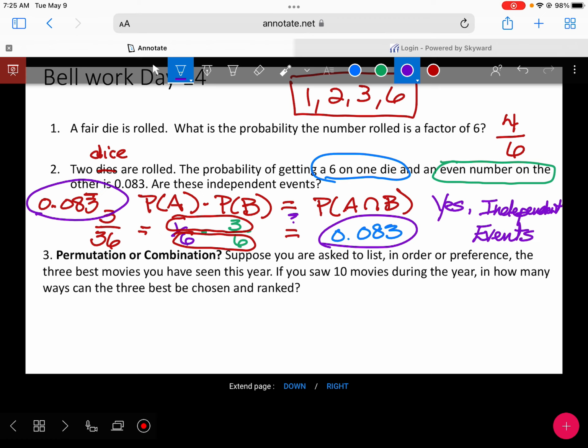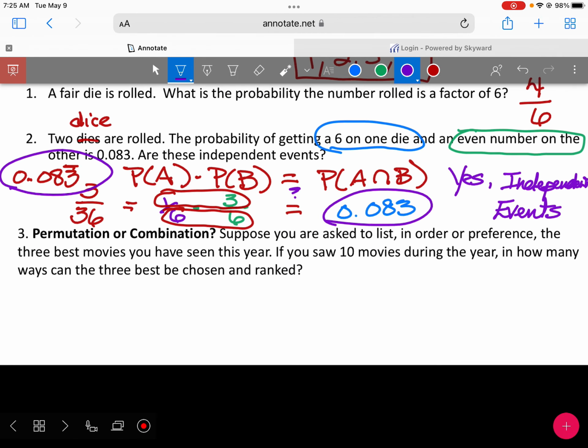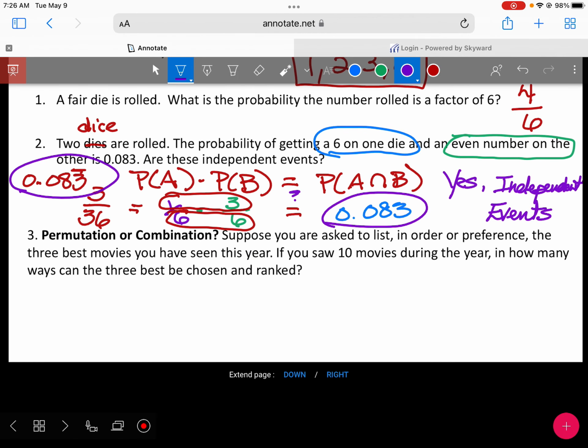And we're going to talk about that briefly today, a review of what you should have done yesterday. But yeah, when you roll 2 dice, what you get on the first one does not affect what you get on the second one.